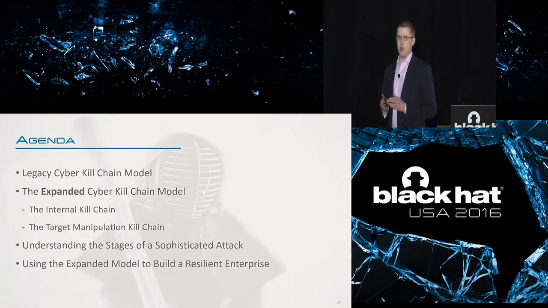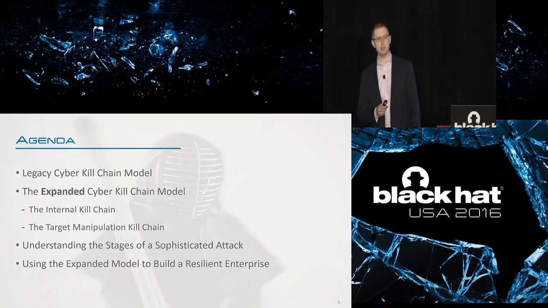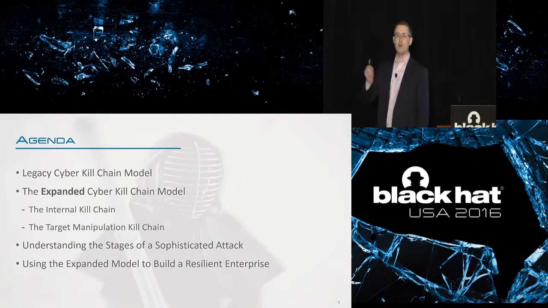And then to build on that and extend that to create an expanded cyber kill chain model, which includes, in addition to the legacy kill chain, the internal kill chain and the target manipulation kill chain, and drill down into each of those as we use it to understand the stages of a sophisticated attack. What is the adversary doing at each stage, and how can we foil the adversary at each stage? First, to prevent it, or at least make it as difficult as possible to move from one stage to the next. And then if we can't prevent it, or after we've made it difficult, to detect when an adversary is at a given stage and looking to move to the next.